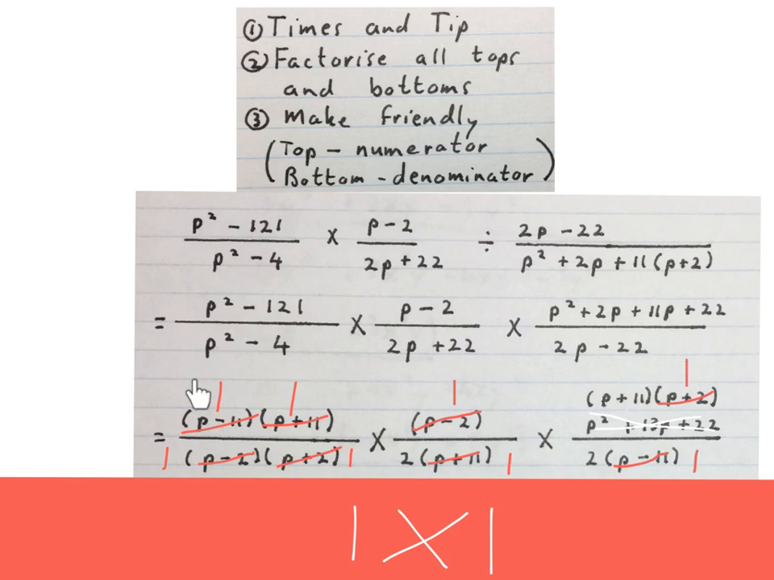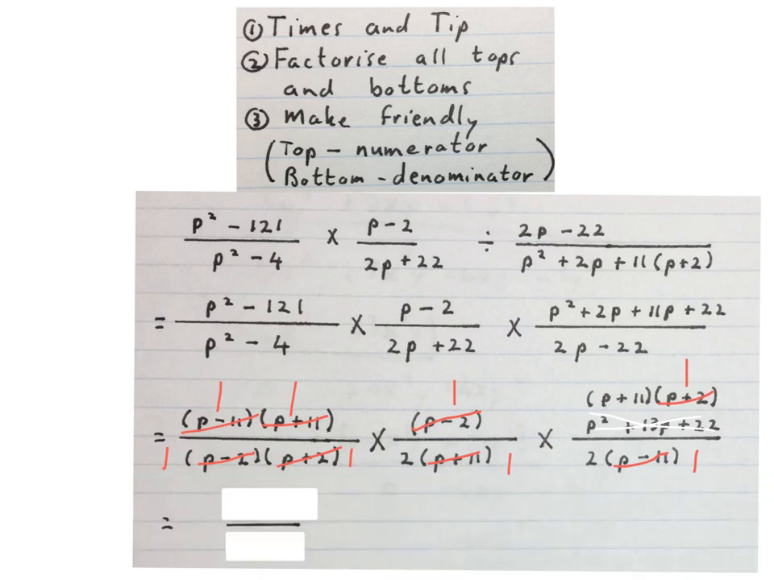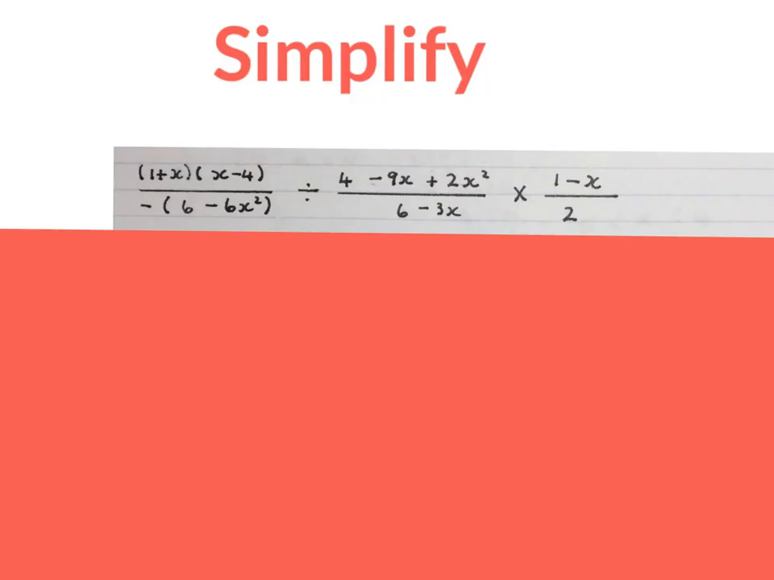Now we will times the tops with the tops and the bottoms with the bottoms. This 1 times 1 times 1 times this will give me p plus 11 at the top, and this 1 times 2 times 1 times 2 times 1 will give me 4 at the bottom. And then I just check if I can simplify further. I can't. So this is the final answer of this expression being simplified. Please stop the video and just make sure what happened here. Our last expression that we will simplify is not for the faint of heart.